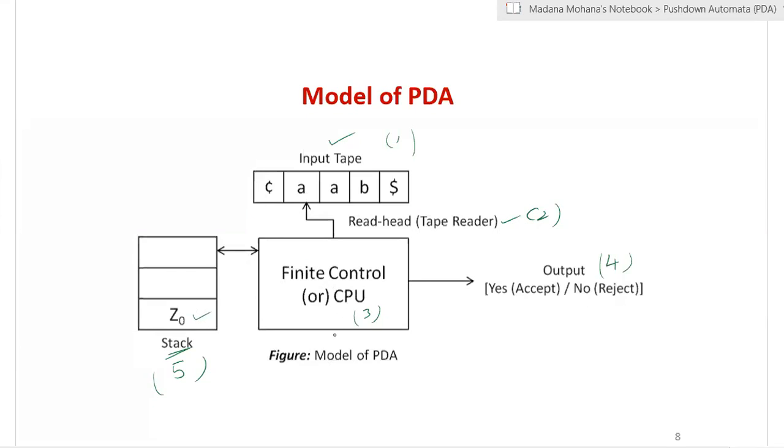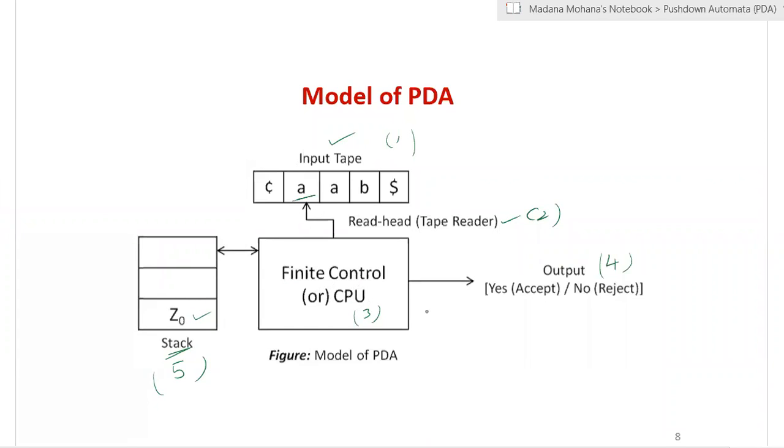So here the change of state depends on, in finite automata, a change of state may occur by seeing the current input symbol on the input tape and the current state of the finite control or CPU. Then it may or may not change the state. But here in PDA, in addition to these two, it includes stack contents also.